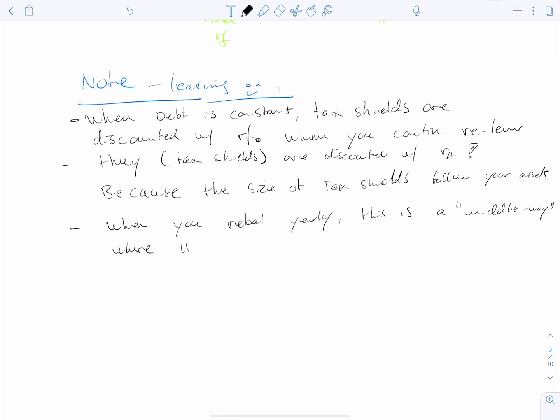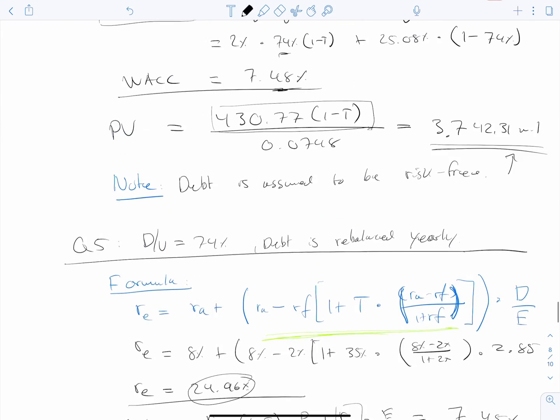where the first tax shield is discounted with RF, the rest with RA. Okay, and if this is true, then we should expect that where you rebalance yearly, the firm value is slightly higher than where you rebalance continuously, because you have 1 year where you discount with a little bit less than RA. Let's see in our numbers if that is true.